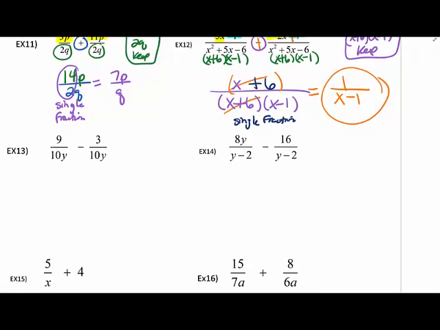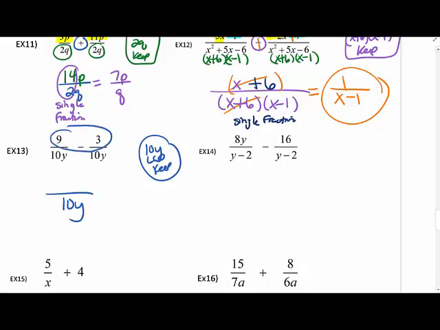So going to number 13. Denominators already match. So my LCD here is 10y, and I'm going to keep it. So the 10y stays. 9 minus 3, 9 minus 3 is 6. It's a single fraction. So can I cancel anything? 2 goes into both the top and the bottom. So I get 3 over 5y as my answer. Please pause this, rewind it to watch any of these again. But I'm going to keep repeating myself. When you're doing these problems, your goal is to get an LCD and keep it.